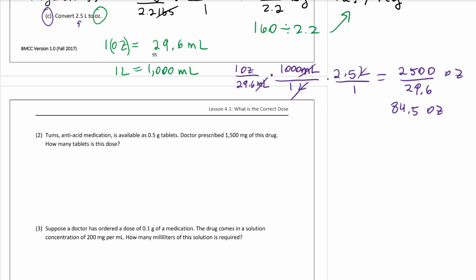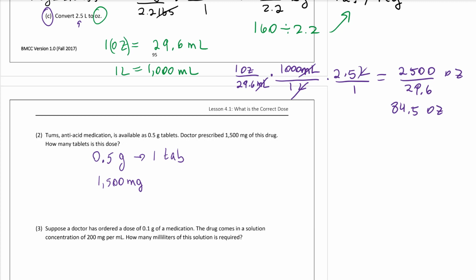All right, let's take a look at a different question. It says Tums, an antacid medication, is available as 0.5 gram tablets. The doctor prescribed 1,500 milligrams of this drug. How many tablets is this dose? Okay. How do we go? Well, let's write down the information. We have 0.5 grams in one tablet. We want to give 1,500 milligrams.